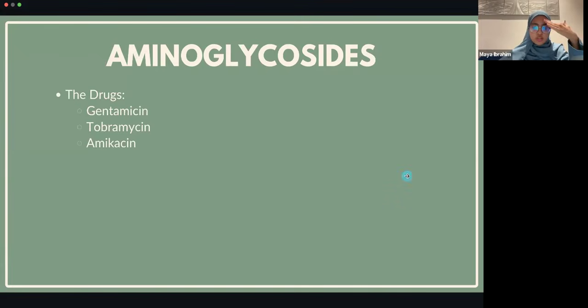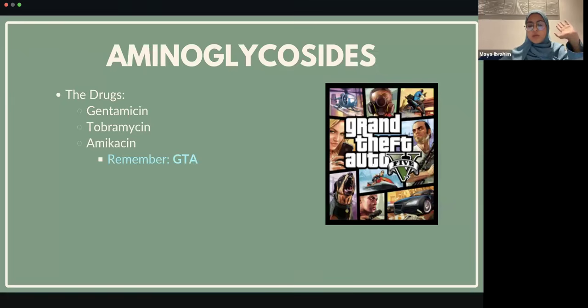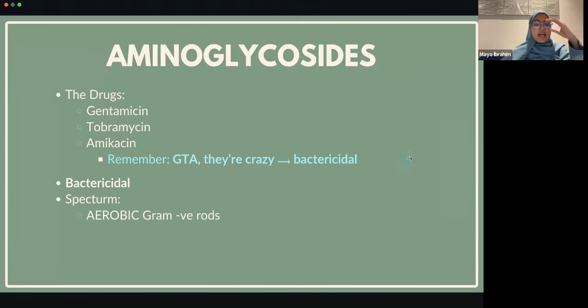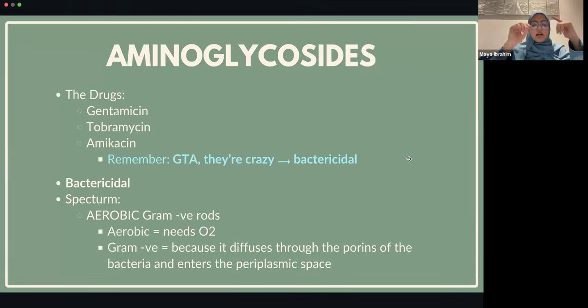Now, aminoglycosides. The drugs are gentamicin, tobramycin, and amikacin. How I remember this is GTA. These are the aminoglycosides, and GTA is crazy. It's bactericidal, not bacteriostatic, so it kills directly. The spectrum is aerobic, gram-negative rods. Aerobic because this drug only works if there's oxygen, and gram-negative because, if you remember from Dr. Henna's lecture, this drug needs to go through the porins to get into the periplasmic space to inhibit the ribosomes. So that's how it works.